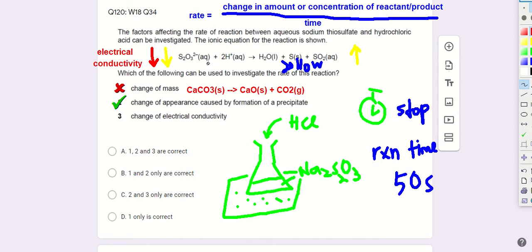So it's something that we can measure over time in an experiment to tell us the change in the amount of reactant, and we can measure time. So from there we can measure the rate of reaction. So number 3 is also correct. Therefore, the answer is C.